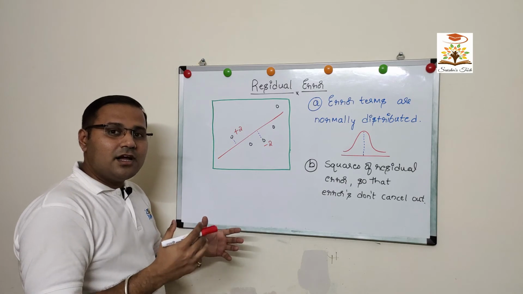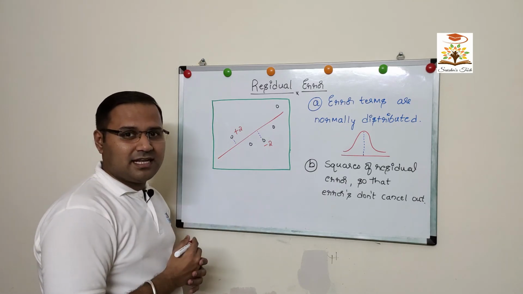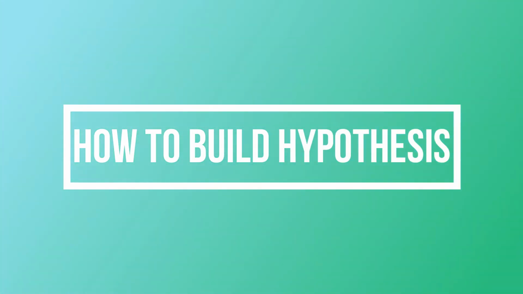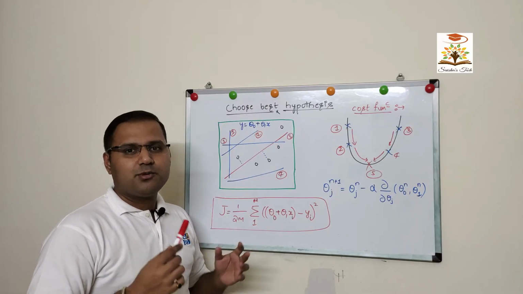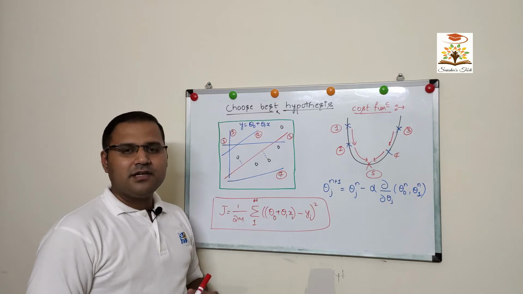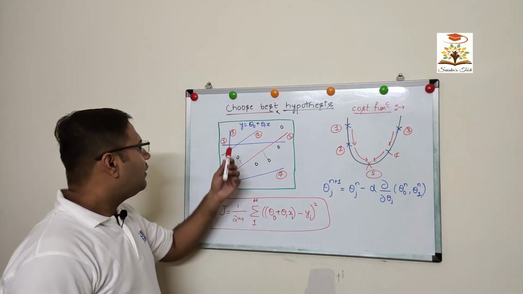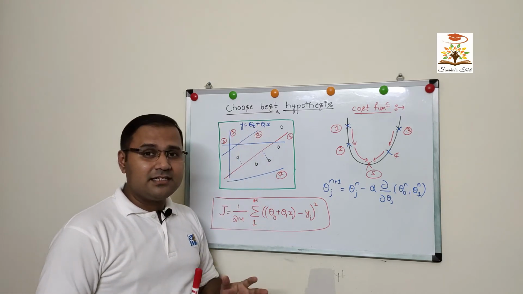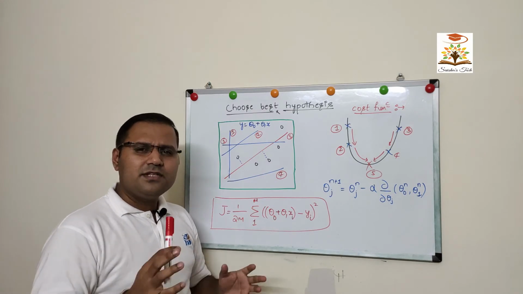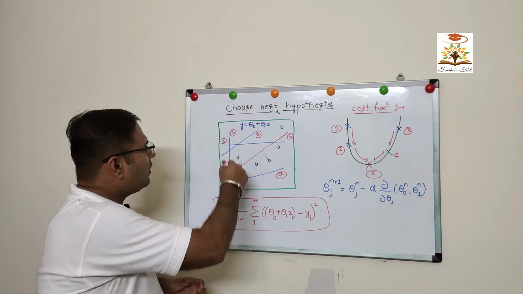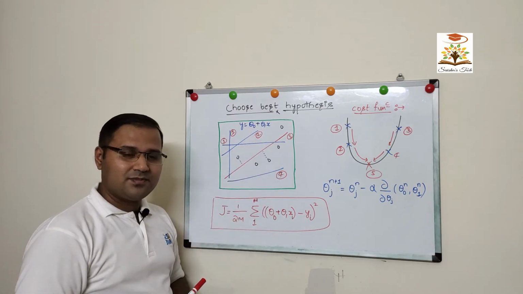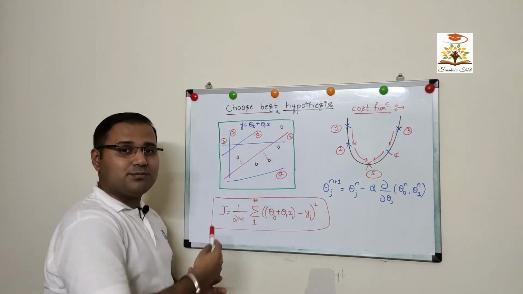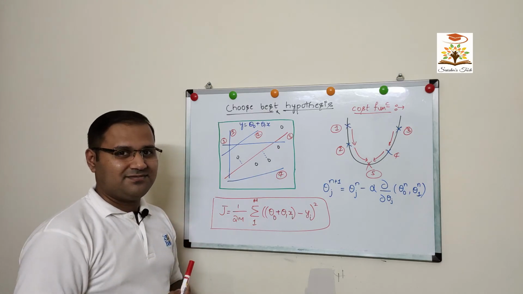Now let us understand how to find the best hypothesis line using the cost function. Choosing the best hypothesis line for a linear regression, which is mathematically represented as y = θ0 + θ1x, where θ0 and θ1 are the intercept and the slope of the line. With different values of θ0 and θ1, we can draw numerous hypothesis lines. But to choose the best hypothesis line for the data set, we can use the cost function.